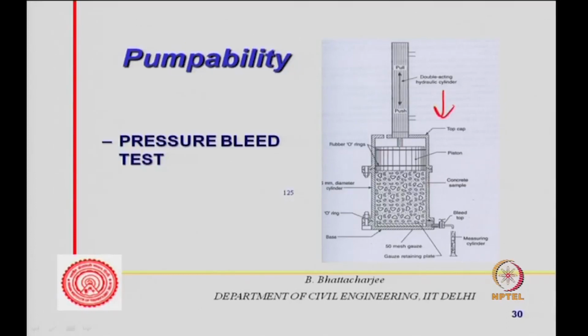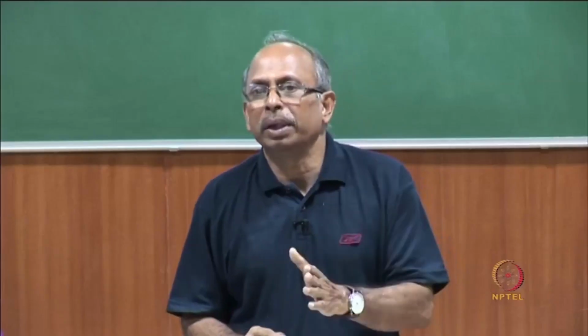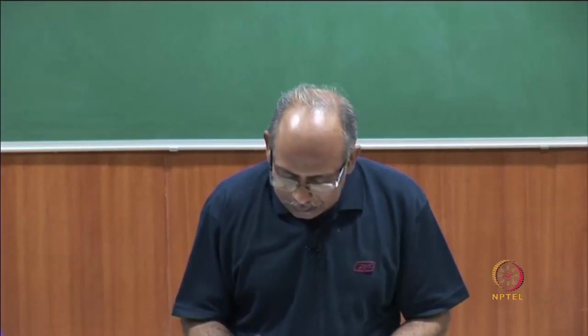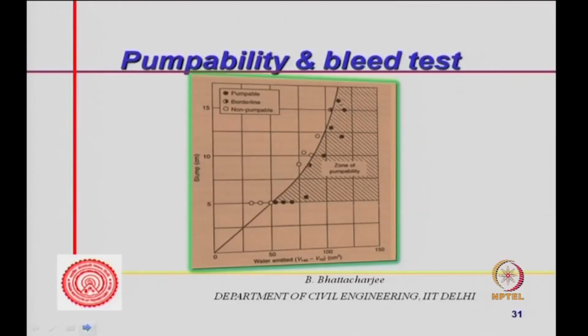After you apply the pressure, there is a mesh here which allows water to pass, but no solid. So, under this pressure, bleeding will occur. You measure the rate of bleeding or volume, that is the water that is accumulated from 10 seconds to 140 seconds, and pumpability is related to this pressure bleed test. On the x axis you have V140 minus V10, that is the volume of water that comes out.